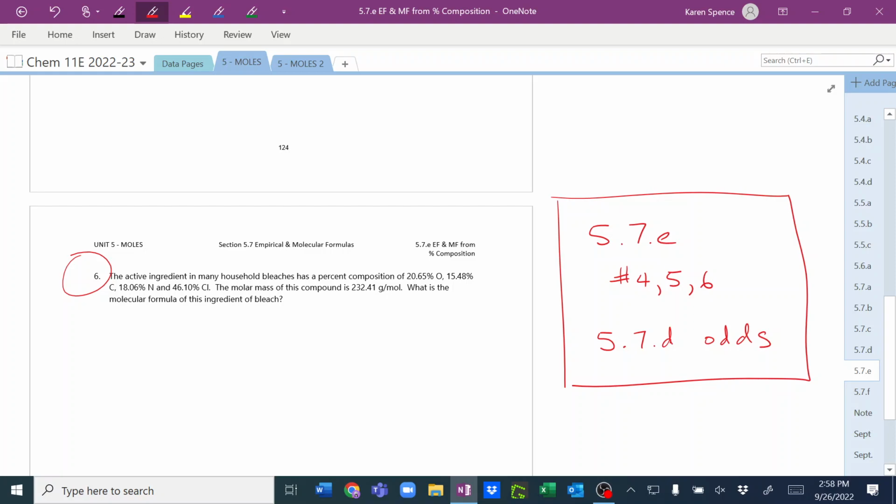I hide them because otherwise people use them up. They're like, ah!